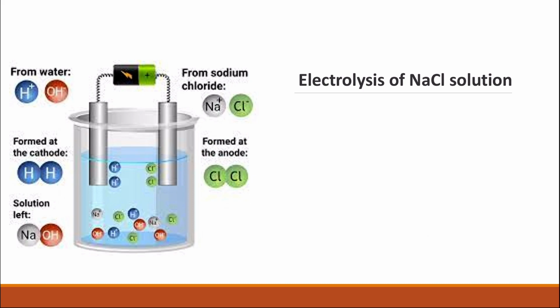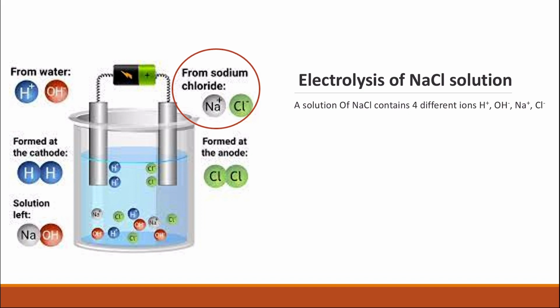Then let's have another example. So let's look at the electrolysis of sodium chloride solution. So in sodium chloride, we will have four different ions as well. So we're going to have sodium and chloride that come from sodium chloride, and then we're going to have the hydrogen and the hydroxide that come from water.